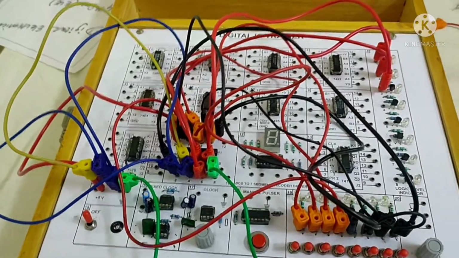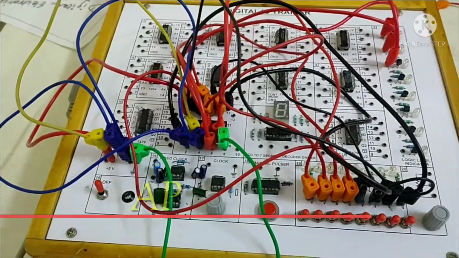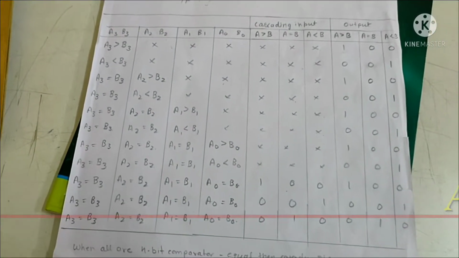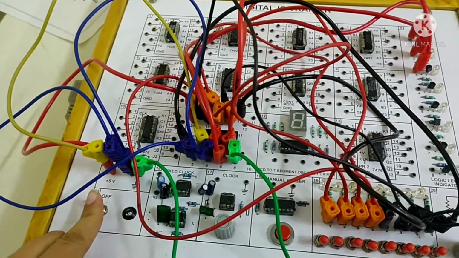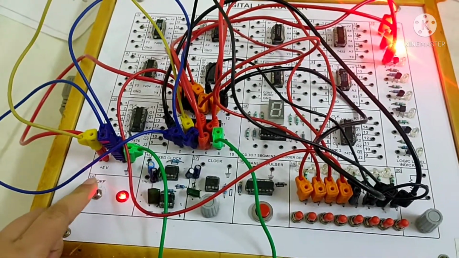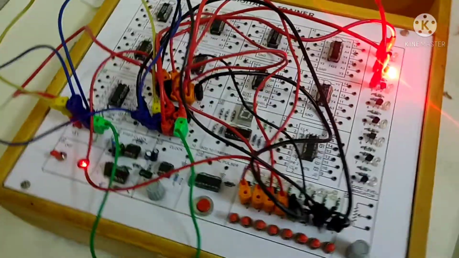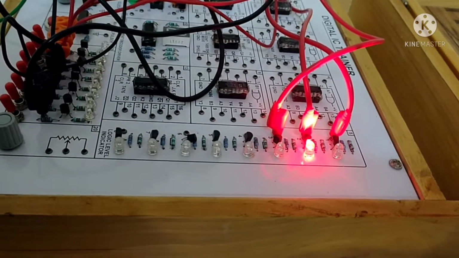Okay students, now just check the results here. Let's see if the 4-bit comparator results satisfy the truth table or not. See here, I am switching on this circuit now. Okay, the circuit is switched on. You can see that the output side is glowing here.